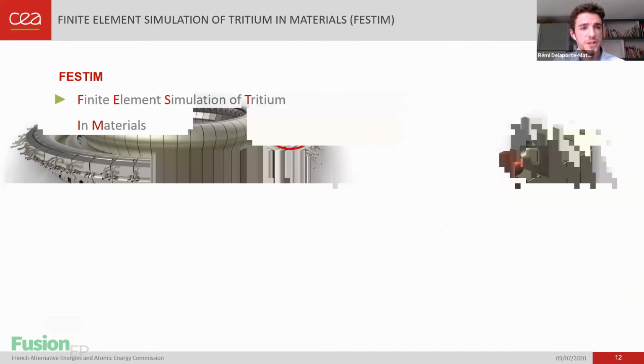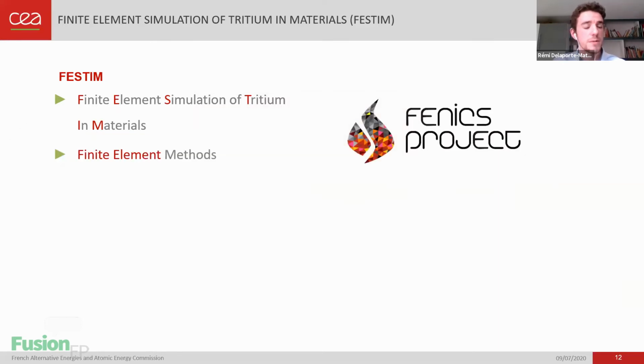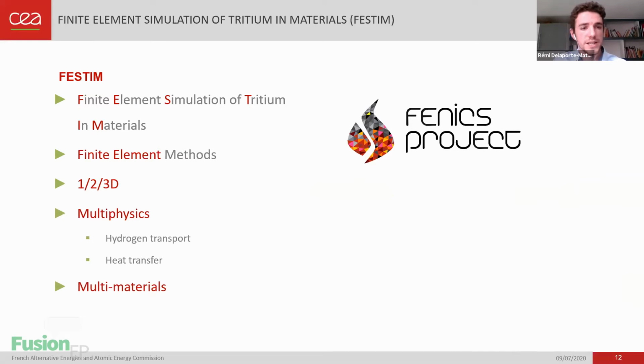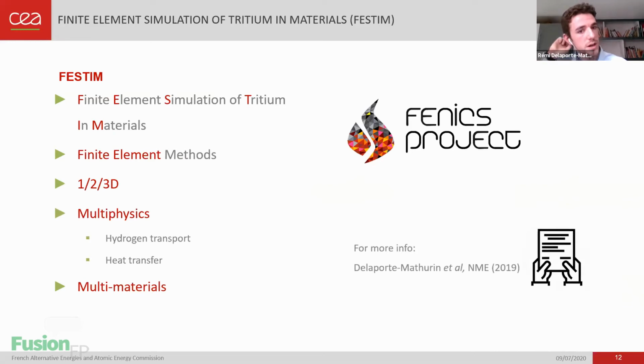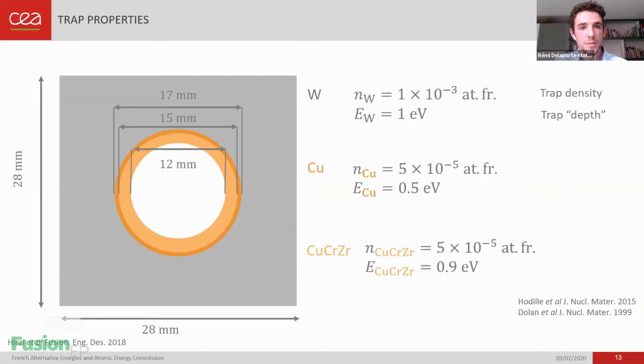So we came up with a code named FESTIM, which stands for Finite Element Simulation of Tritium in Materials. FESTIM is based on the finite element methods that we include in the FEniCS project package. It's able to perform 1D, 2D, and 3D simulations. And it's multi-physics, meaning that we solve both the hydrogen transport and the heat transfer equations in it. And like I said, it's able to perform multi-material simulation. So if you need more info on that code, please refer to our previous paper in Nuclear Materials and Energy if you need more details.